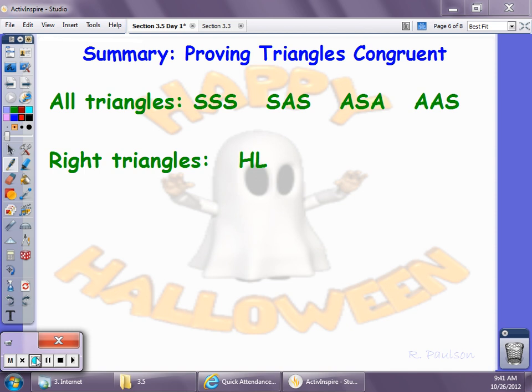So let's quickly summarize the 5 different ways that we learned to prove triangles congruent. In the first couple sections, we learned that triangles can be proven using your side, side, side, your side, angle, side, or your angle, side, angle postulates. In this lesson, we learned angle, angle, side, so if you have two angles and a non-included side, you can use angle, angle, side. And in right triangles, you can also use your HL theorem, or your hypotenuse leg.